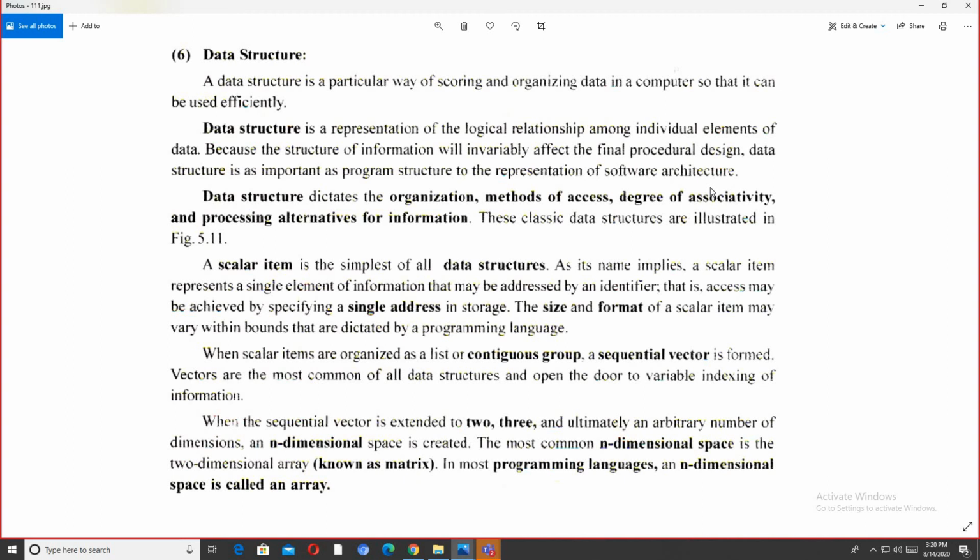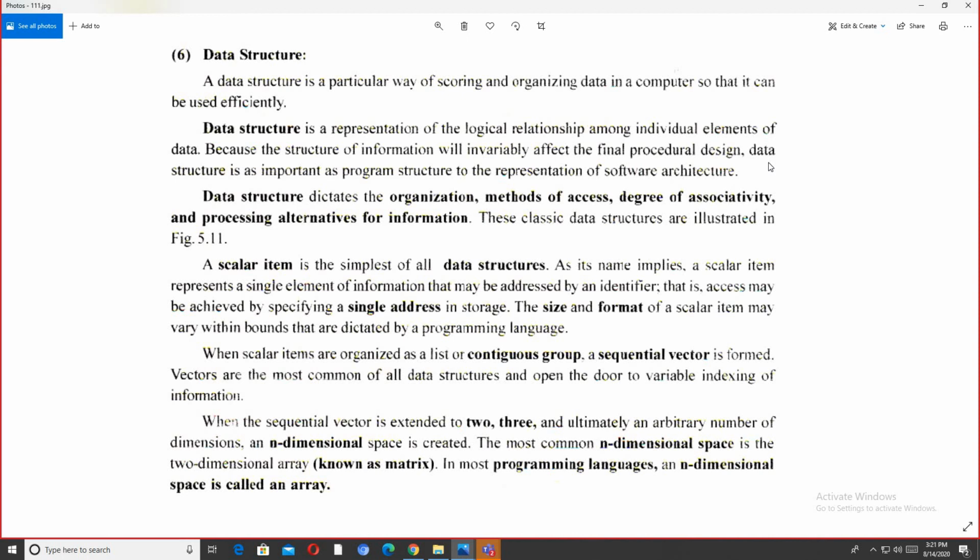It is all about the users eventually. So the data structure is a representation of the logical relationship among individual elements of data, because the structure of information will invariably affect the final procedural design. Data structure is all about the representation of the logical relationship among individual elements of data.